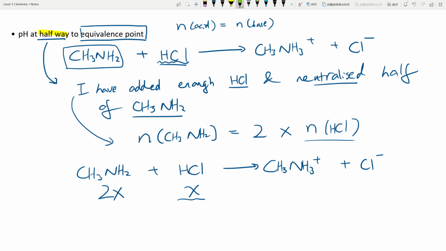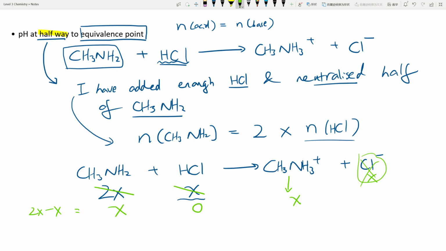So what happens here is that this will be gone, and I've neutralized half of it, so it's down to x, 2x minus x equals x, and this is 0. I don't have any more of it left. What did I react? What did I produce? I'll make x moles of this, and I'll make x moles of this. And this one I don't really care about because Cl minus is a spectator.